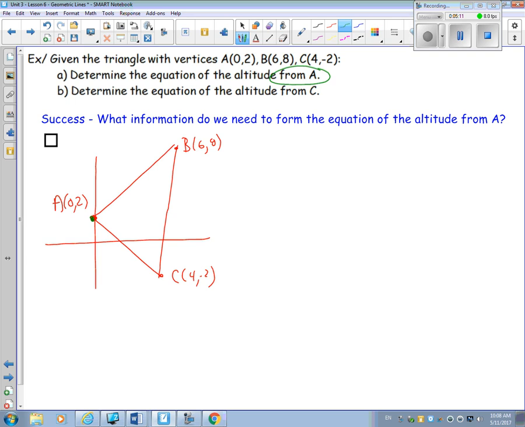So you're going to have to make a judgment call here. You're going to have to draw this and say, okay, that's a right angle. That's where my line goes. I want the equation of this line. To do that, step one, I got to figure out the slope of the opposite side. So the slope of BC. So BC will be negative 2 minus 8 and 4 minus 6, which is negative 10, and negative 2, which is 5.